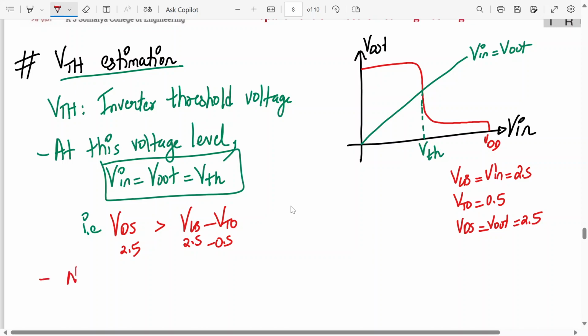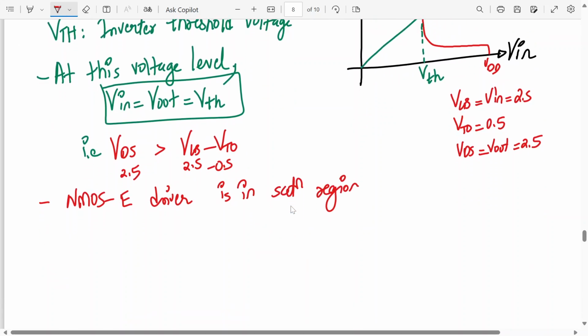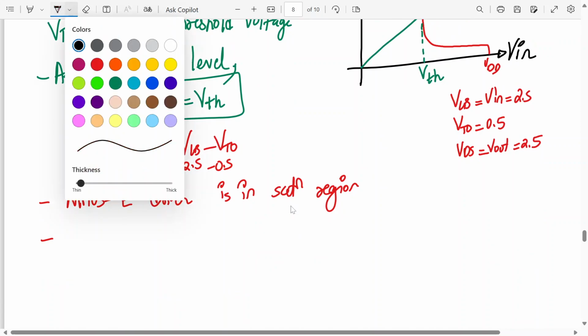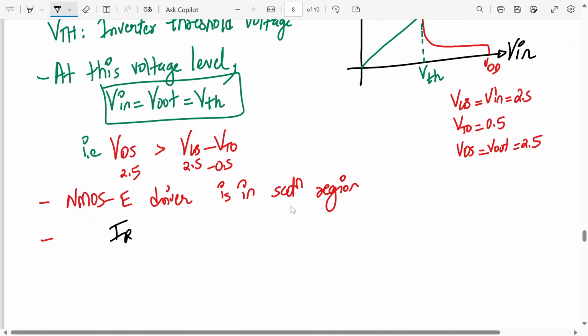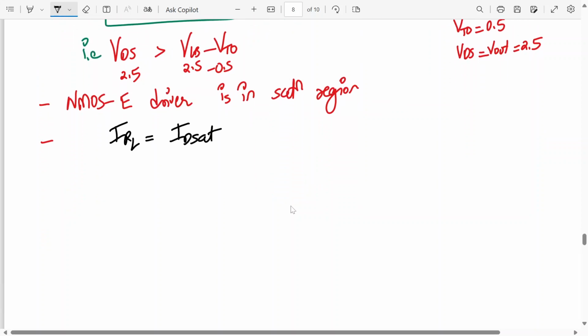So here we have to see, for finding the value of any critical parameter, we have to find which active region the resistive load inverter is in. So the NMOS driver transistor is in saturation region. Here again we can write, under steady state conditions, IRL is equal to ID sat. Now remember, we have done this before.